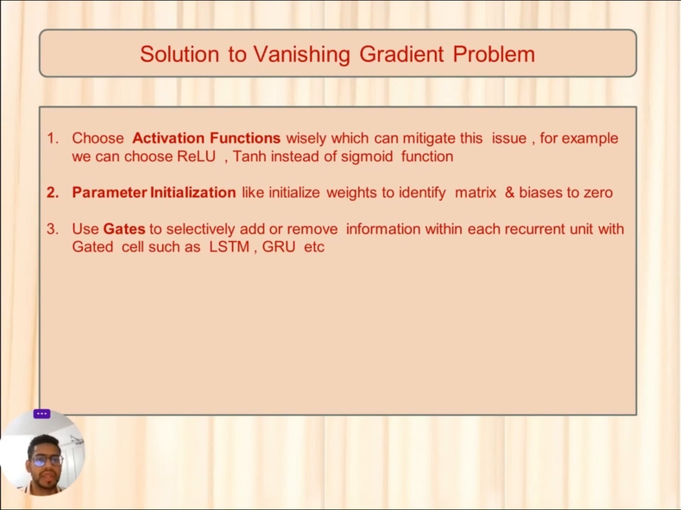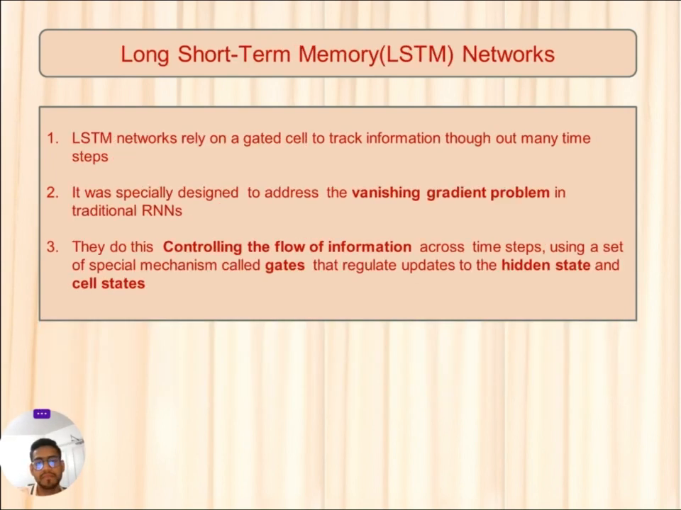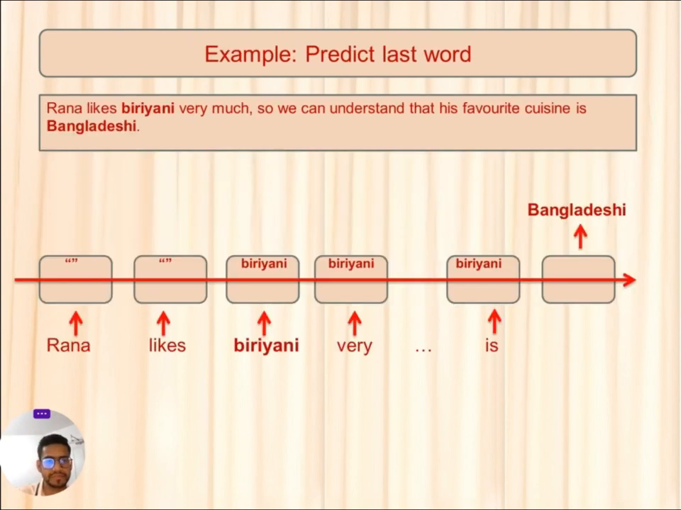There are a couple of solutions, like activation function, parameter initialization, and using gates, but we will discuss the gates, which is LSTM. LSTM networks rely on a gated cell to track information throughout many time steps. It was especially designed to address the vanishing gradient problem in traditional RNNs. The main thing is that it controls the flow of information using a set of special mechanisms called gates that regulate updates to the hidden state and the cell state. I will discuss hidden state and cell state later.